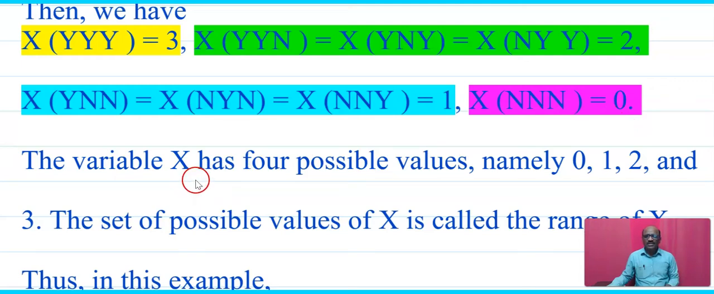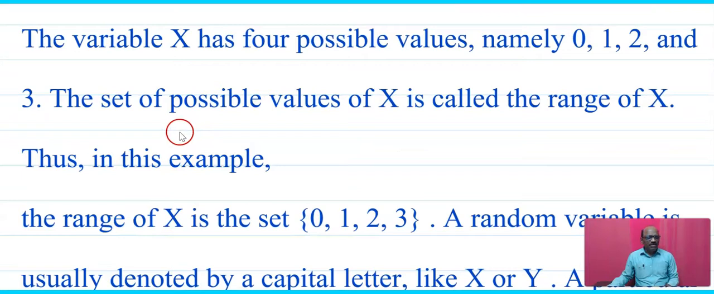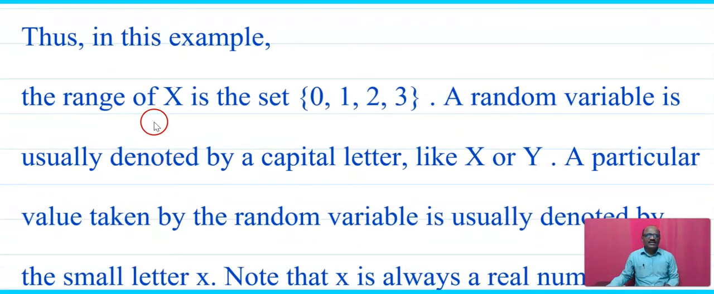Here X is very important. How many of them are germinated? The variable X has 4 possible values. Namely, not a single seed will germinate, 1 will germinate, 2 will germinate and 3 will germinate. The set of possible values of X is called the range of X. Thus, in this example, the range of X is the set {0, 1, 2, 3}.